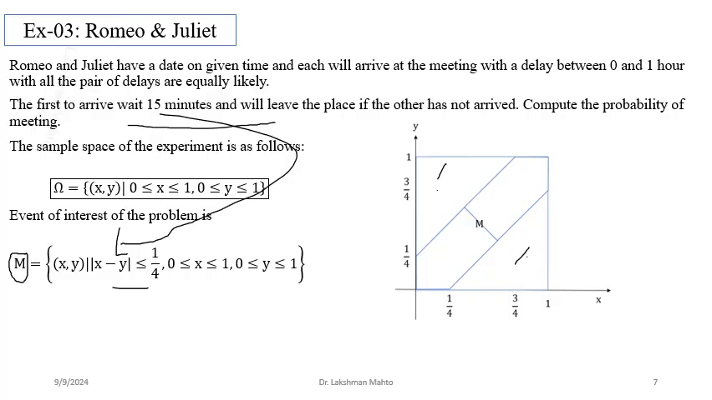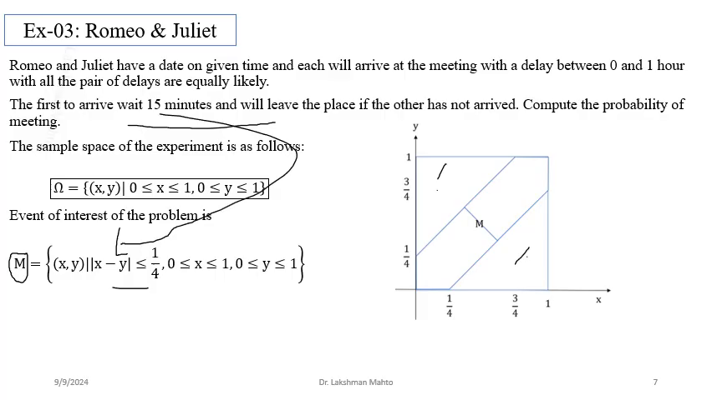So what is the area of this triangle? You have to find this length and this length. That length is 3 by 4. So 3 by 4 into 3 by 4. What is the area of a triangle? Half into height into base. Height is 3 by 4, base is also 3 by 4, and half. This other one is a similar area, so both have the same area. So 2 into 1 by 2 into 3 by 4 into 3 by 4.